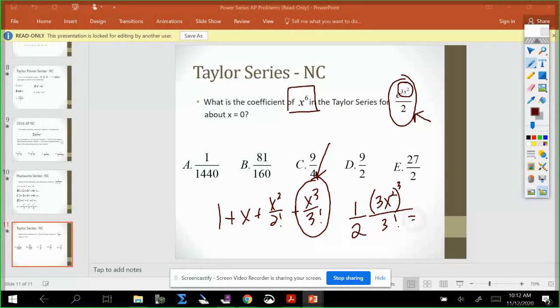When I do that and multiply it out, I do get an x to the 6th power. I get 27x to the 6th power over 2 times 3 factorial 6. 2 times 6 is 12. That will reduce. They each reduce by a factor of 3. That reduces to 9 over 4. And my correct answer is C, 9 over 4.